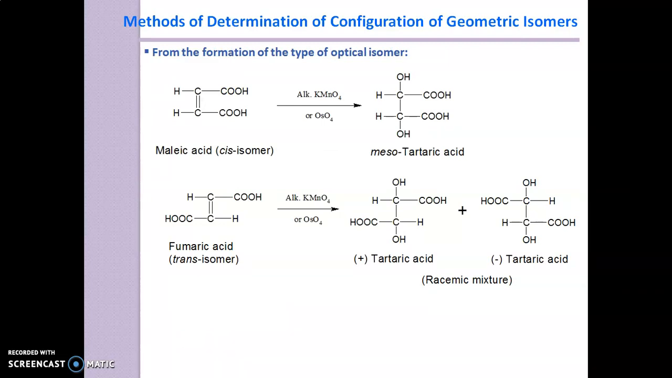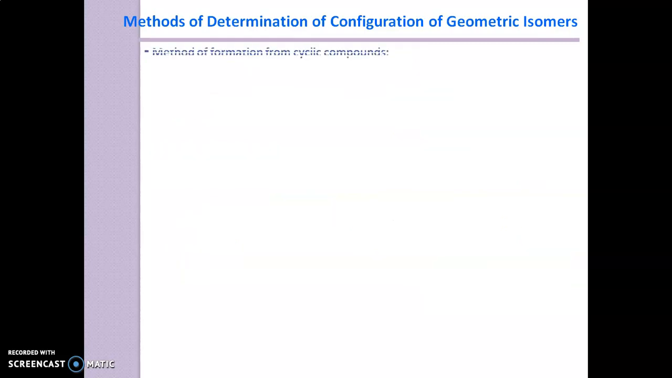Now here is the reaction: maleic acid will convert into mesotartaric acid, and fumaric acid forms a dextro and levo mixture, which is a racemic mixture, and these both forms are inactive.